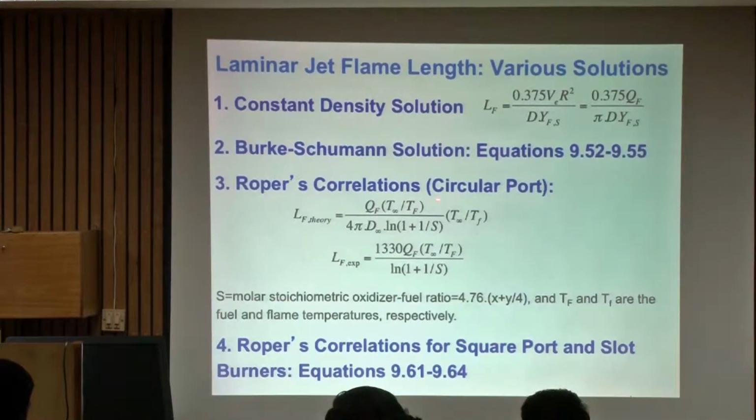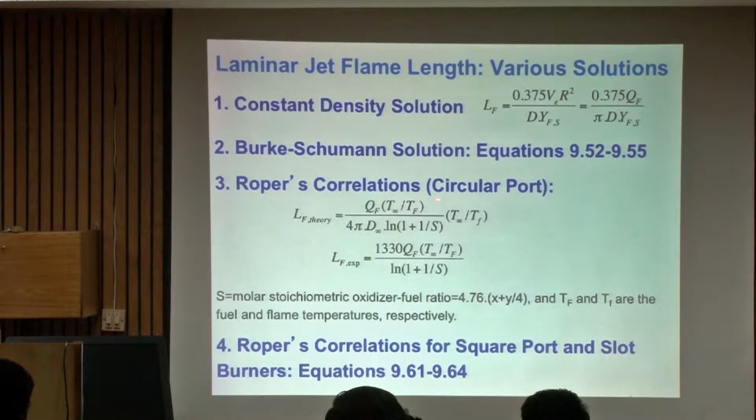Laminar jet diffusion flames. We obtained this equation for the flame length using the constant density solution. We discussed this this morning. Then the Burke-Schumann solution for the Burke-Schumann flame. You can refer to almost every textbook, as they all have this solution. And the flame length will have similar parameters in the other solution also, obviously.